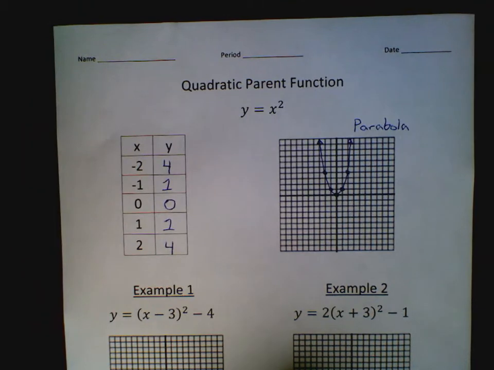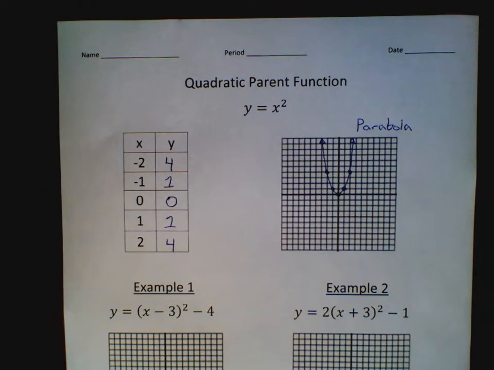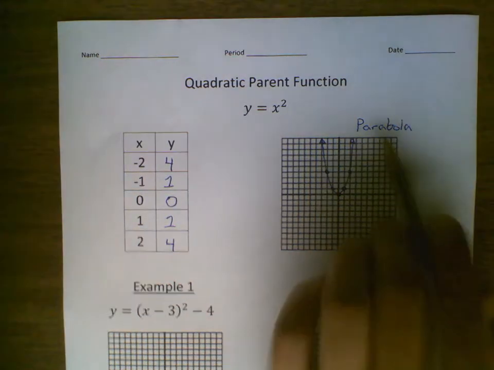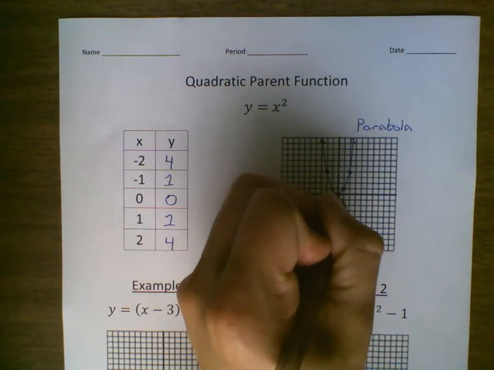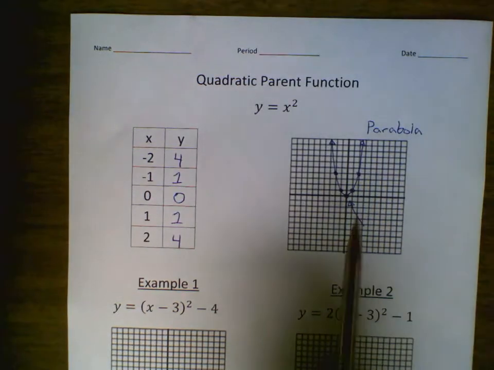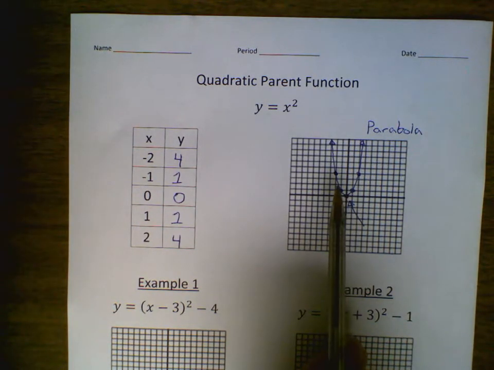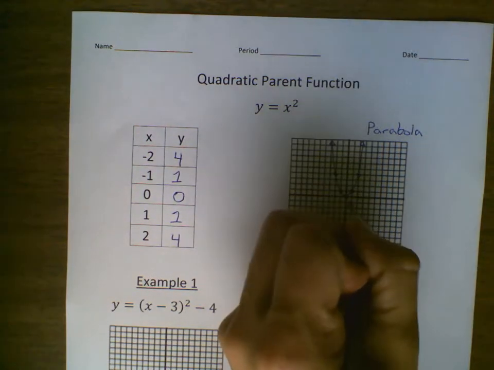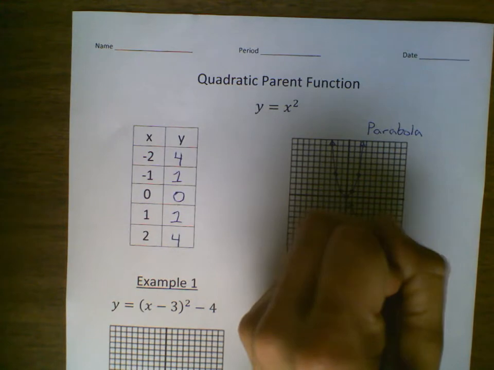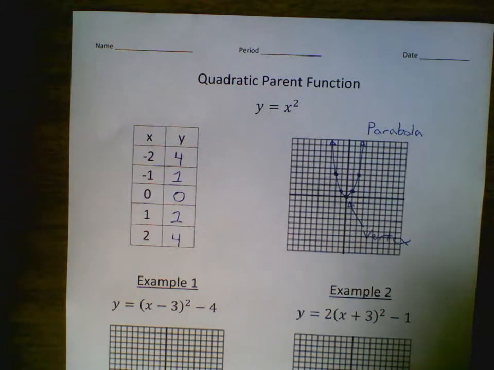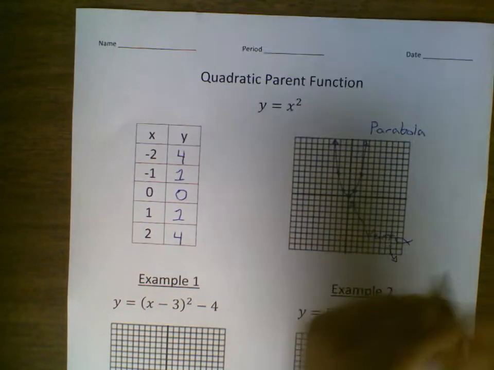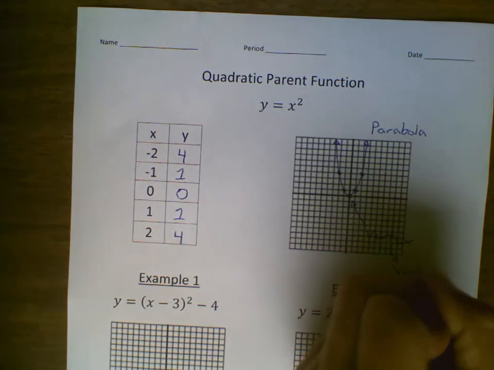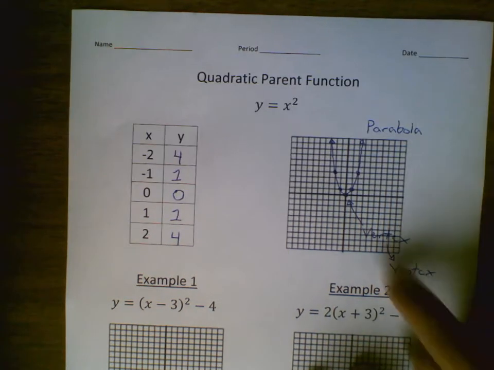Then we have two terms that I want to talk about when I talk about a parabola. The first one is this point at the base of the parabola, or in the middle of it, where it switches from going down to going up. That point's called the vertex of the parabola. I'll write it over here in the white so you can see it a little better. We call that point the vertex.